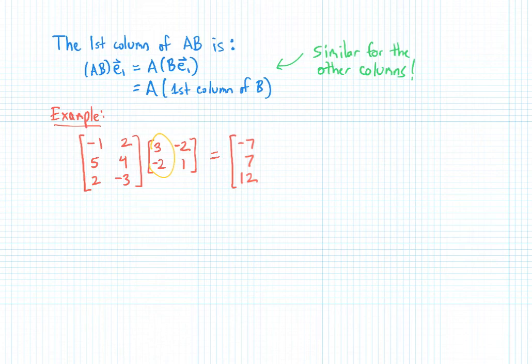Then to get the second column, we would multiply the matrix on the left times (-2, 1). I recommend that you press pause right now, do it yourself, and then I'll put the answer up in a second. And there you go. This is how you multiply matrices, and more importantly, this is why you multiply matrices, because you're really computing compositions of linear transformations when you do it.